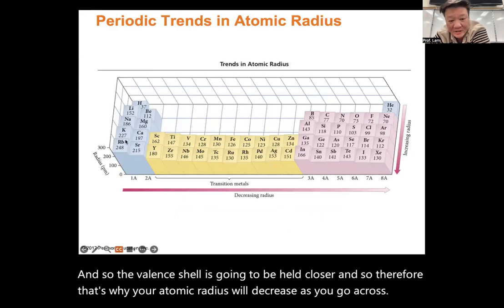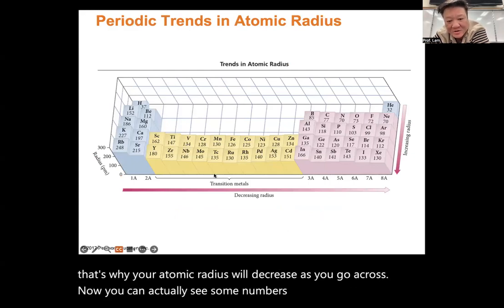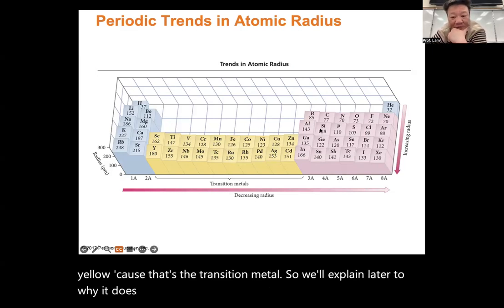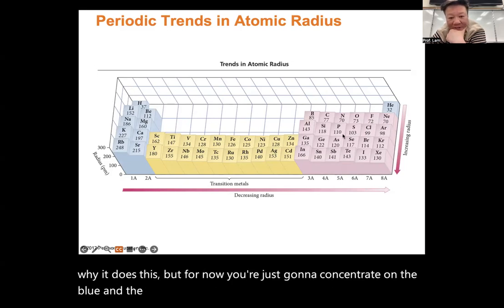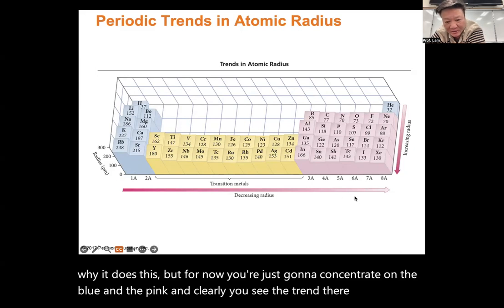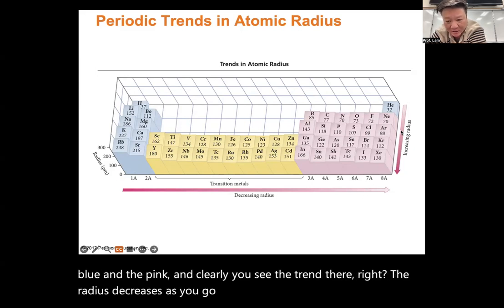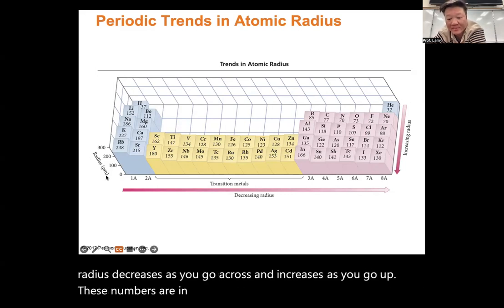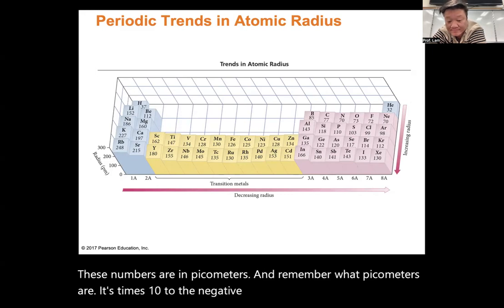Now you can actually see some numbers here, right? So ignore the yellow because that's the transition metals. We'll explain later why it does this. But for now, you're just going to concentrate on the blue and the pink. And clearly, you see the trend there, right? The radius decreases as you go across and increases as you go down. These numbers are in picometers. And remember what picometers are. It's times 10 to the negative 12 meters, right?